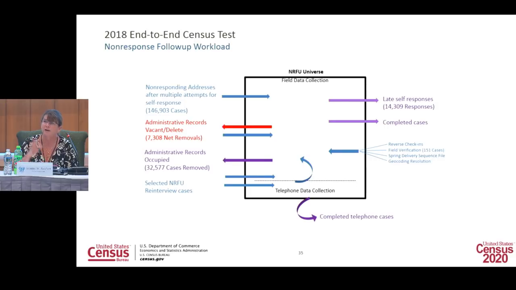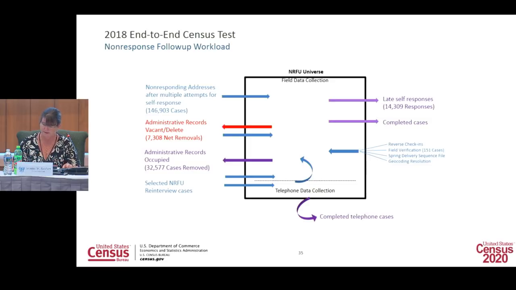So one of the things I wanted to point out, rather than walking through every one of these arrows, which I did last time, is that this one chart is replacing five different paper operations from 2010. So we had NRFU, we had NRFU re-interview, we had residual NRFU, we had the field verification operation, as well as the vacant delete check operation. That was five separate operations in 2010, all paper, all had to be managed separately, that are now all part of one automated operation. So that's a huge step forward, and I think that this chart illustrates that.